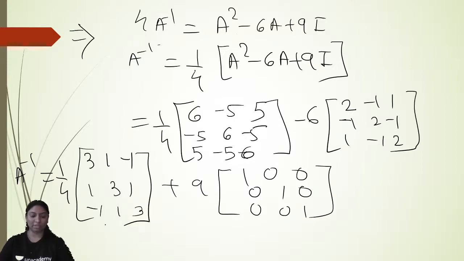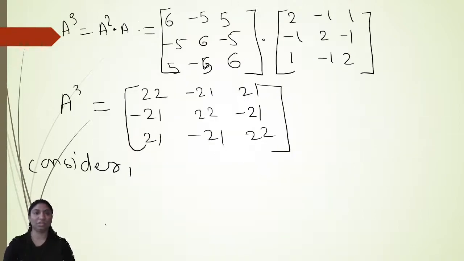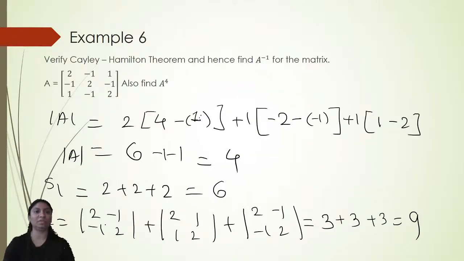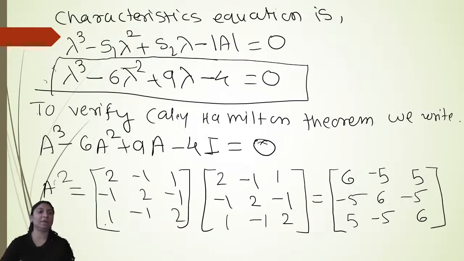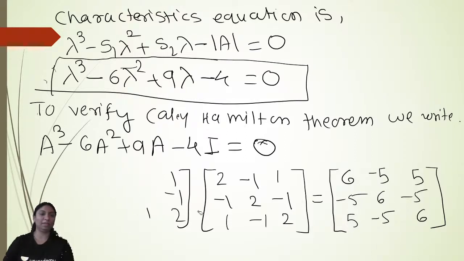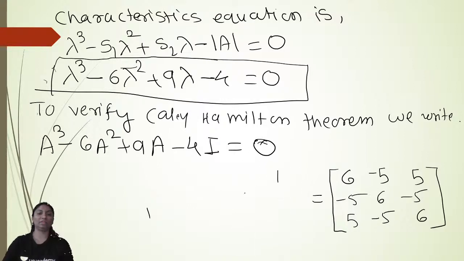Now as we are getting the A inverse, similarly we will get A raised to 4 also. See, the question is given, find out also A raised to 4. So just multiply this characteristic equation by A. A raised to 4 you will get by multiplying both sides by A.